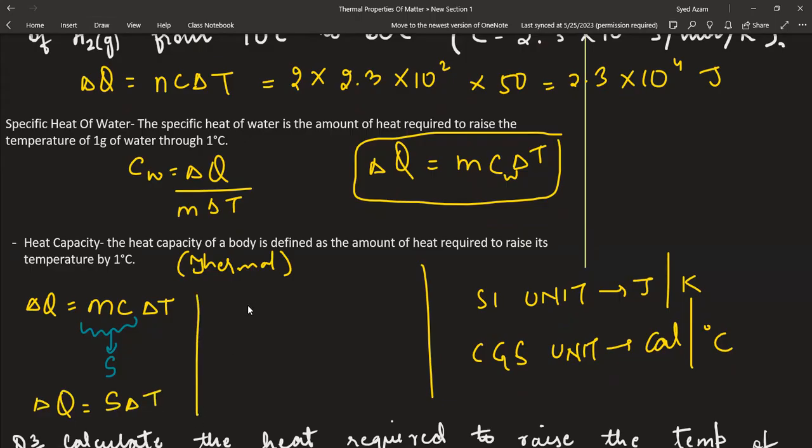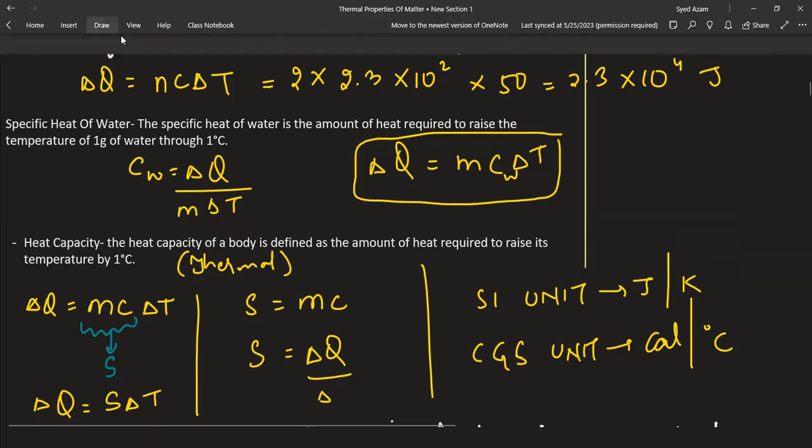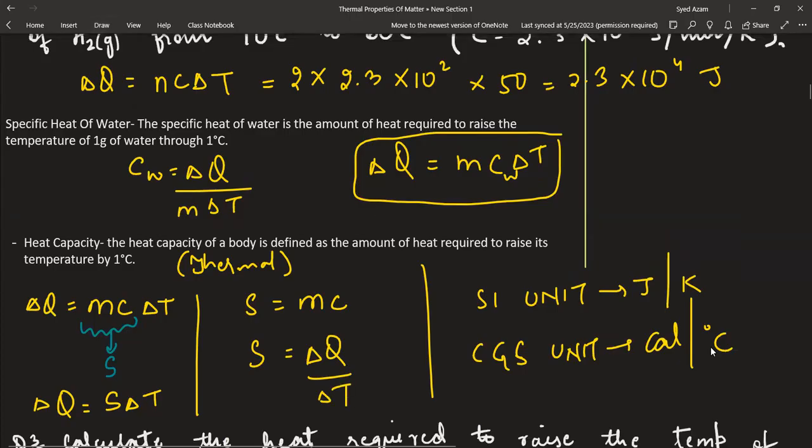What is this S? S is equal to M into C, mass into specific heat capacity. So delta Q is MC delta T. So this S will be the specific heat. S is equal to MC, means the mass into specific heat, that is taken as the heat capacity, or it is written as thermal heat capacity. So the formula of S will be delta Q by delta T. So that entire mass thing has gone from the formula. So that's why the unit is written as joules per Kelvin or calorie per degree Celsius. Clear?